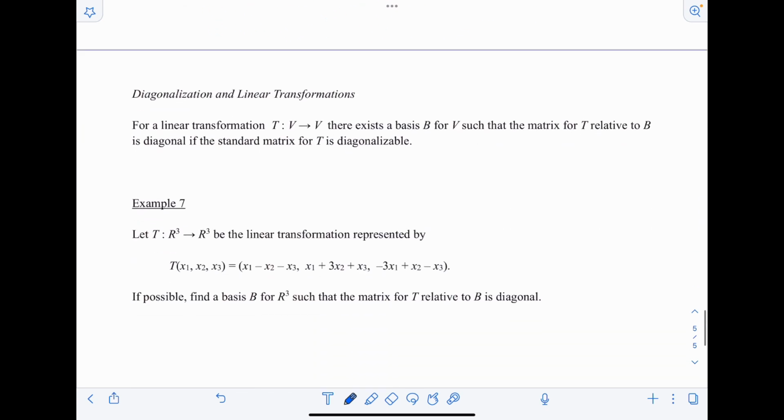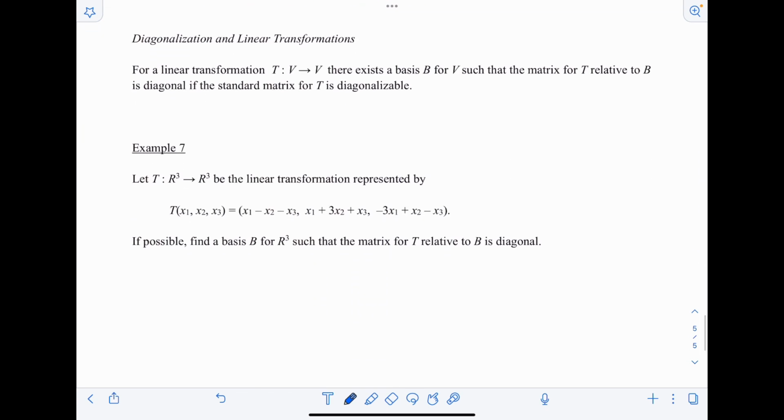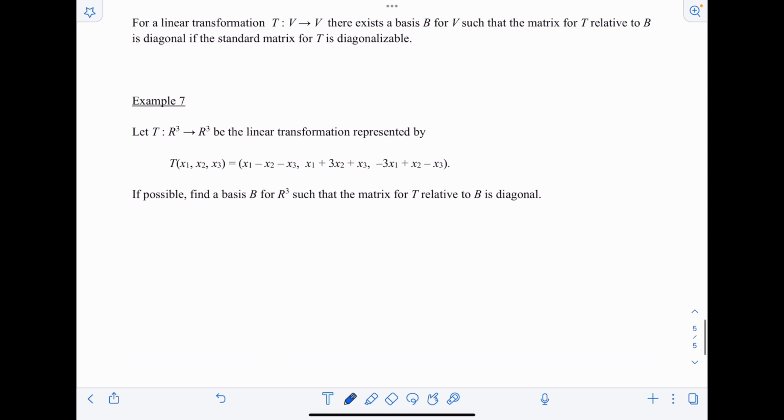All right, so let's finish up the way that we finished our last lesson. Let's look at diagonalization as it relates to linear transformations. And again, you're going to see a lot of similarities to what we just did here. So we've got a transformation T mapping R3 to R3, represented by the following equation. If possible, find a basis B for R3 such that the matrix for T relative to B is diagonal.